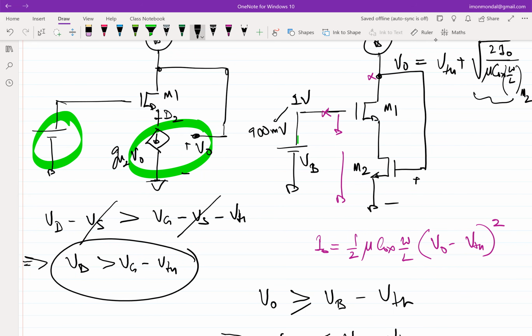Assuming things are operating properly, what is likely to happen in this circuit? VS as in what is VS? VS of M1 in order to maintain the current. Okay, so let me ask somebody else from that side of the class. What do you think is going to happen if I reduce the VB by 100 millivolt?